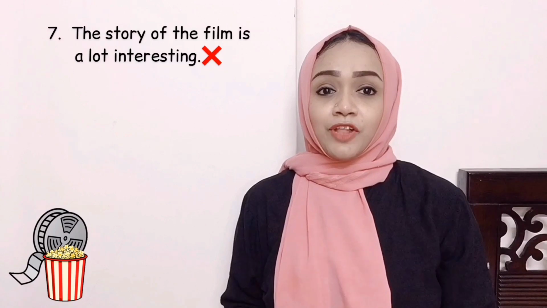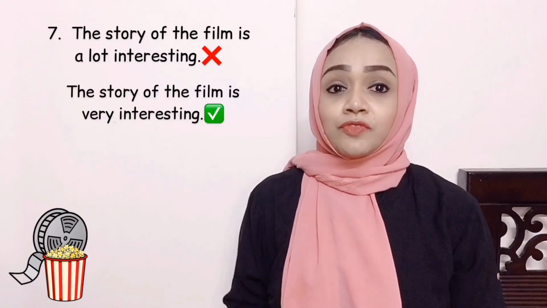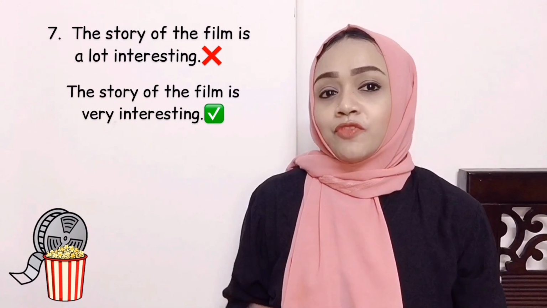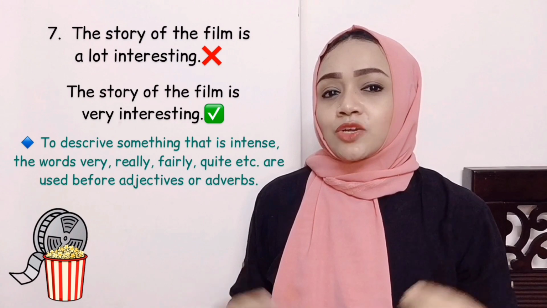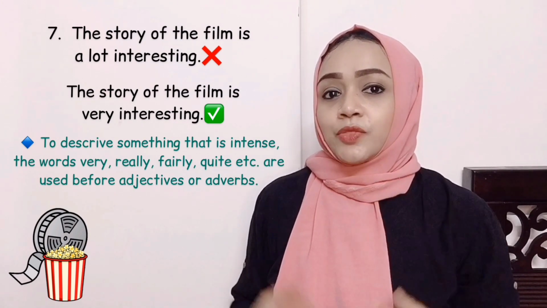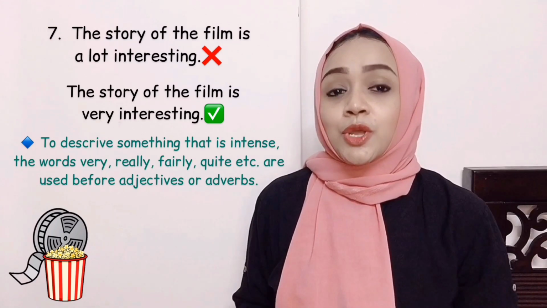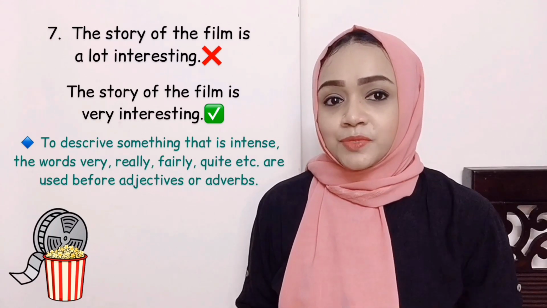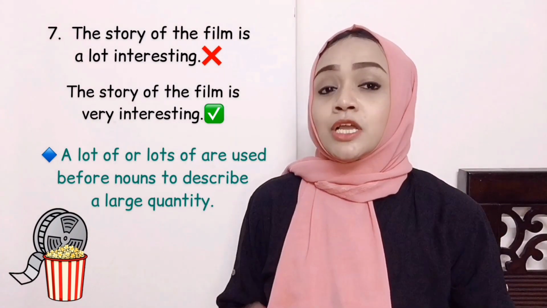The story of the film is a lot interesting. Incorrect. The correction of this sentence will be: the story of the film is very interesting. It's because to describe something that is intense, the words very, really, quite, fairly, etc. are used before adjectives or adverbs. On the other hand, a lot of or lots of are used before nouns to describe a large quantity.